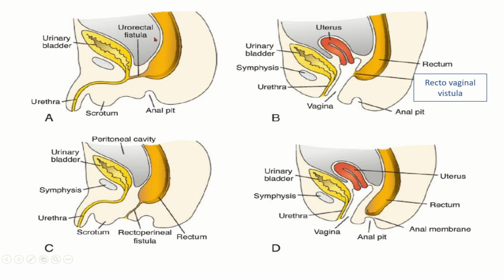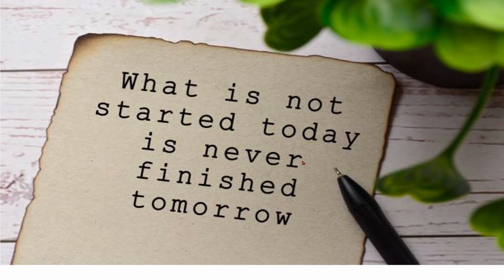Now, if there is failure of proper formation of the urorectal septum, it will result in multiple anomalies. Here you can see the rectum connected to the urethra, rectourethral fistula or urorectal fistula, and sometimes it might be a rectovesical fistula, a high fistula. Here you can see the rectovaginal fistula, and here the rectoperineal fistula, and here you can see the imperforate anus, where the anal membrane failed to rupture. So these are a few anomalies of the hindgut.